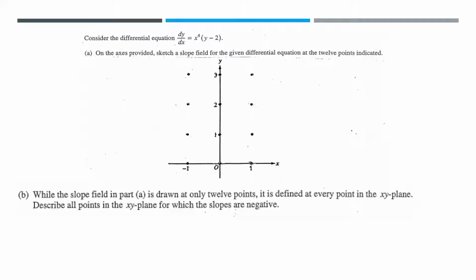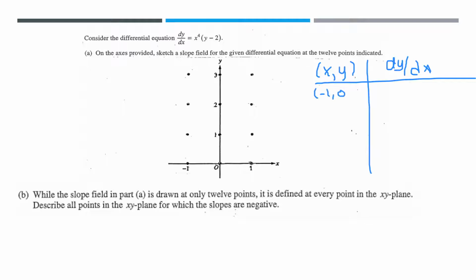So you've got to make yourself an x-y table with the given points and the slope. I always start in the bottom left corner here. So I'm going to start with -1, 0. So 0 minus 2 is -2. So that's going to be the value for all of the y's in that bottom column.